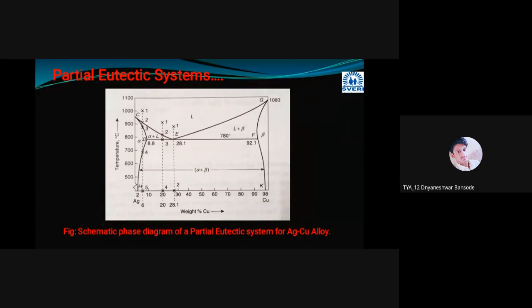Same names I have given here as in the previous diagram. These two lines HD and KF are the solvus lines. Okay, I will repeat it again.